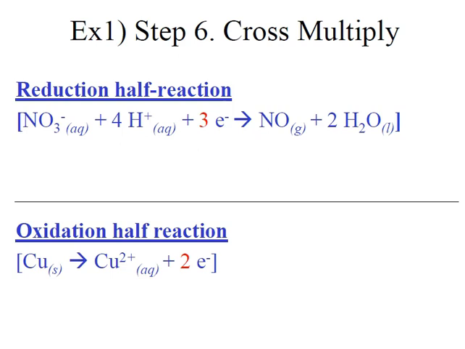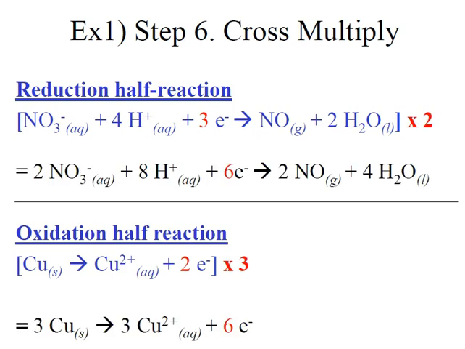So for the reduction half, we're going to multiply it by 2. So everything is getting multiplied by 2. And in the oxidation half, everything is getting multiplied by 3. So you see, we multiplied everything by 2. So we have 2 nitrates, 8 hydrogen ions, 6 electrons, 2 nitrogen monoxides, and 4 waters.